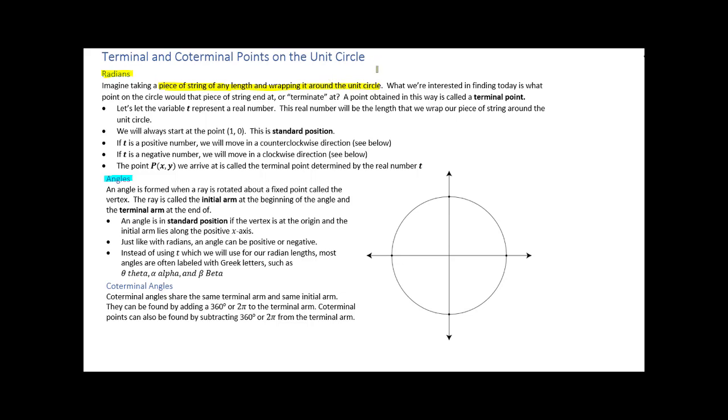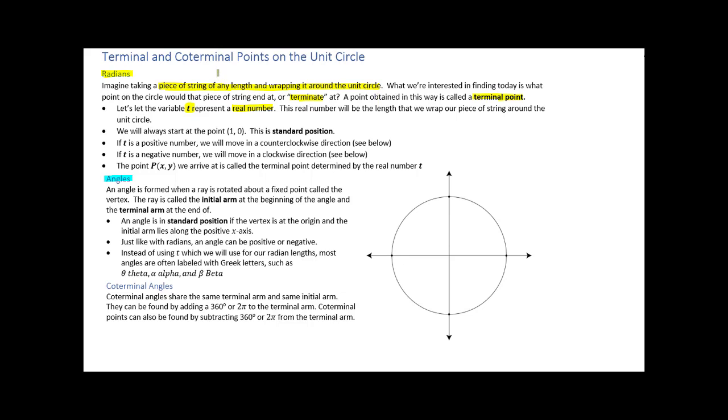What we're interested in finding today is what point on the circle that piece of string would end at or terminate at. So we call that a terminal point, coming from the word terminate, right? Most textbooks like to use the variable t to represent that real number, that length. So t is a real number, the length that we wrap our piece of string around.